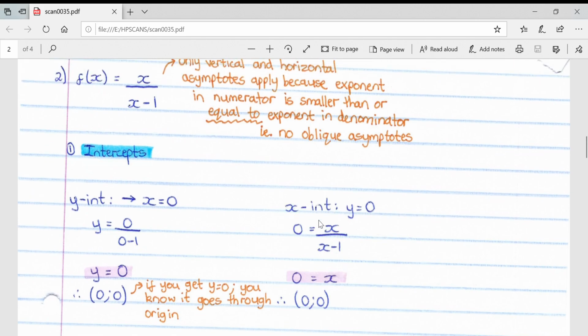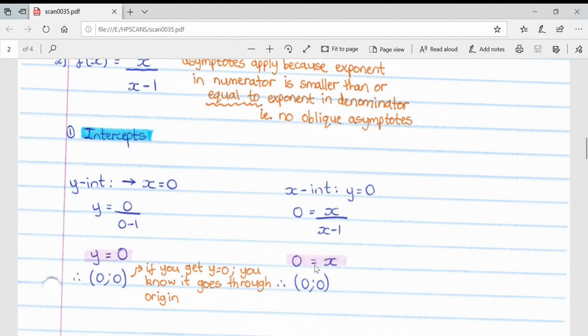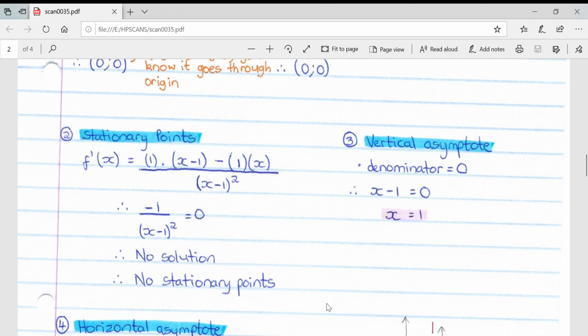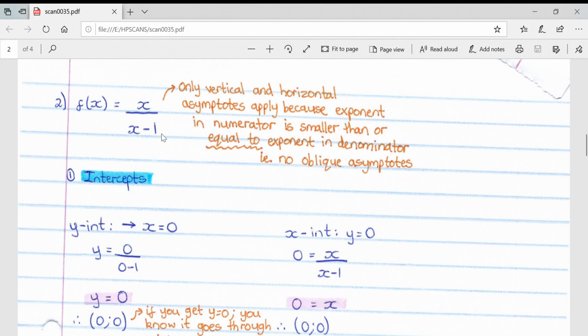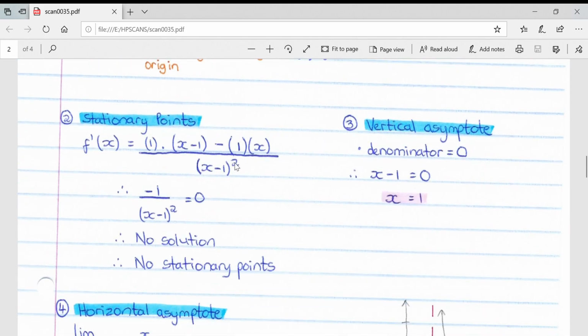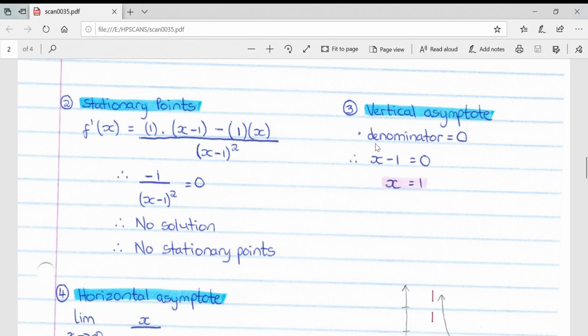Then when looking at the x-intercept, you're making y equal to 0. So you're making the equation equal to 0, and you also find that x is equal to 0, so your x-intercept is also the origin. Your next thing is your stationary points, so you find the derivative of your function. In this case, we used the quotient rule, as you can see here. You make your derivative equal to 0 to find your stationary points, but in this particular case, you see that we have no solution for x, so you can immediately deduce that there are no stationary points present on this graph.